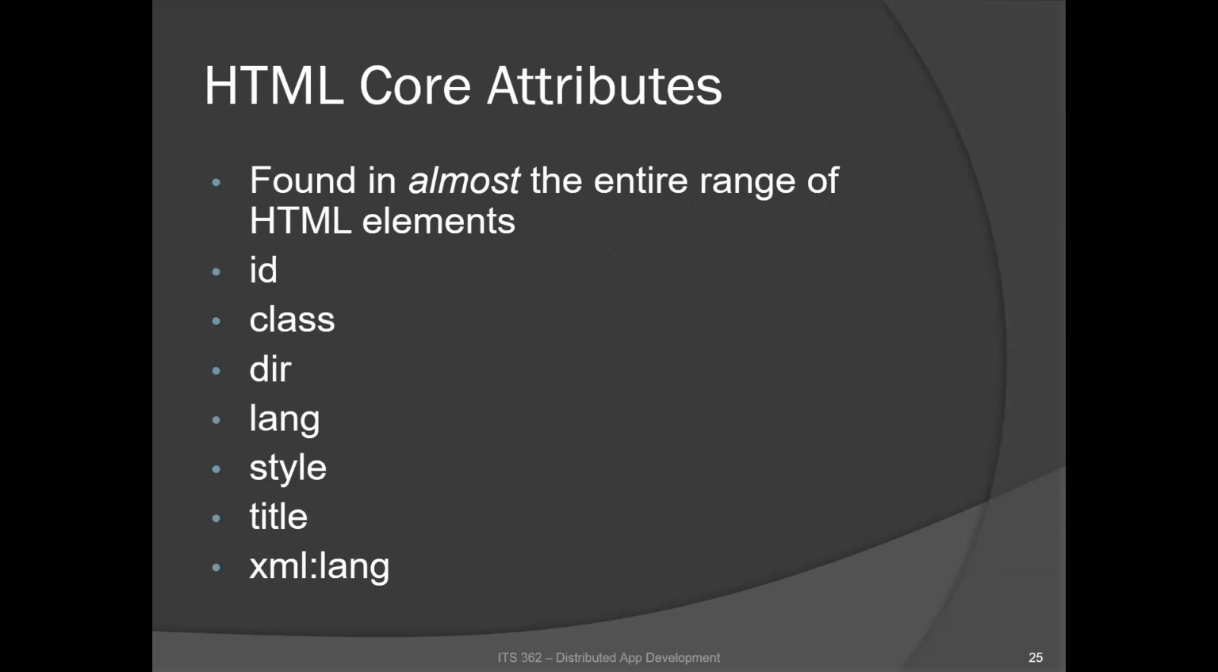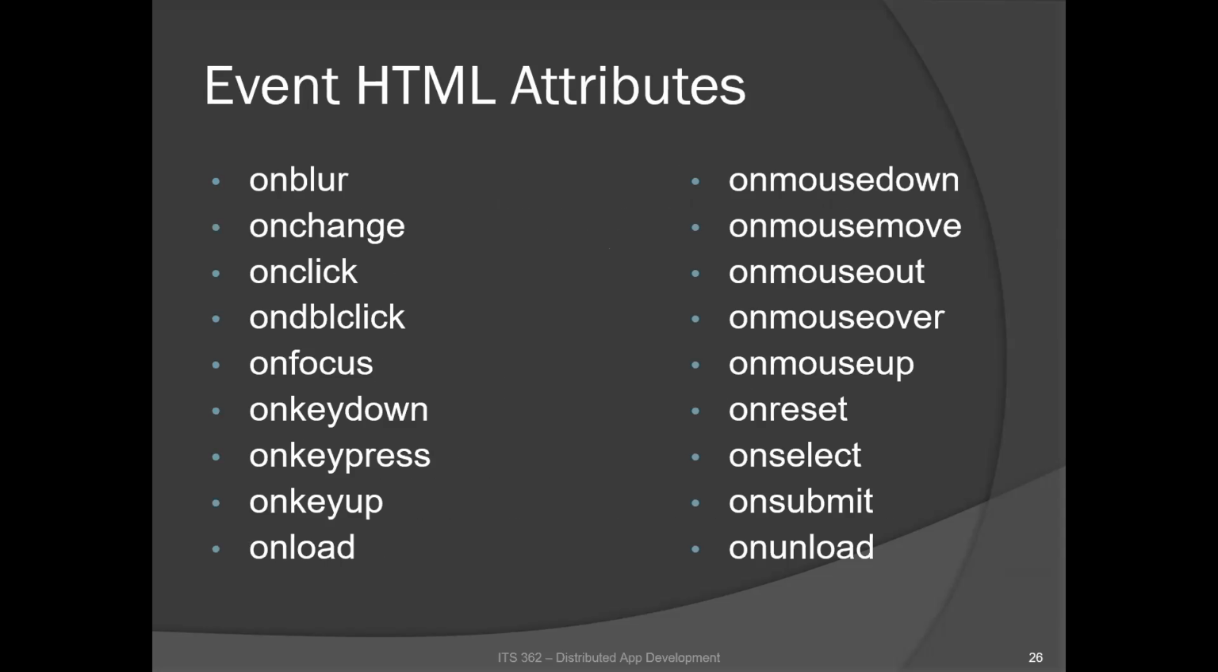Okay. So the core attributes, ID, class, style, basically, some of the key ones that we will be using. The event objects, things like on blur, on change, on click, on key press, on load, on mouse down. I'm not going to read all of them, on submit. But a lot of these, as I said, they already exist.